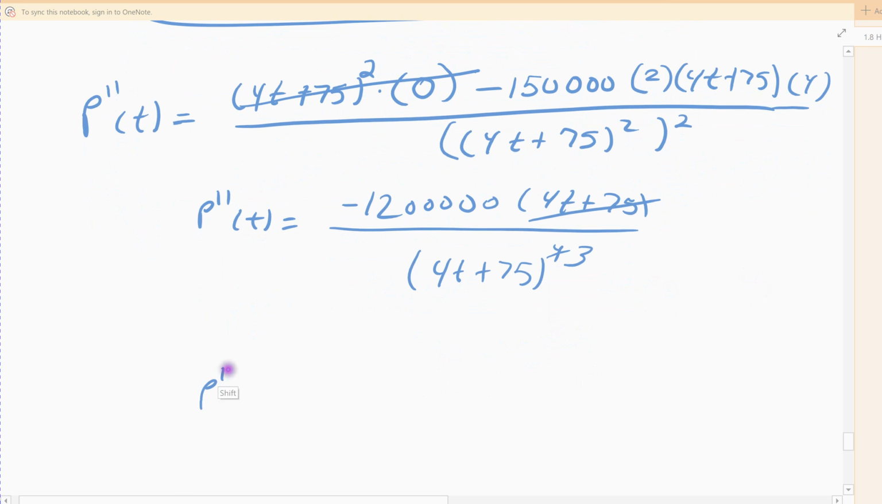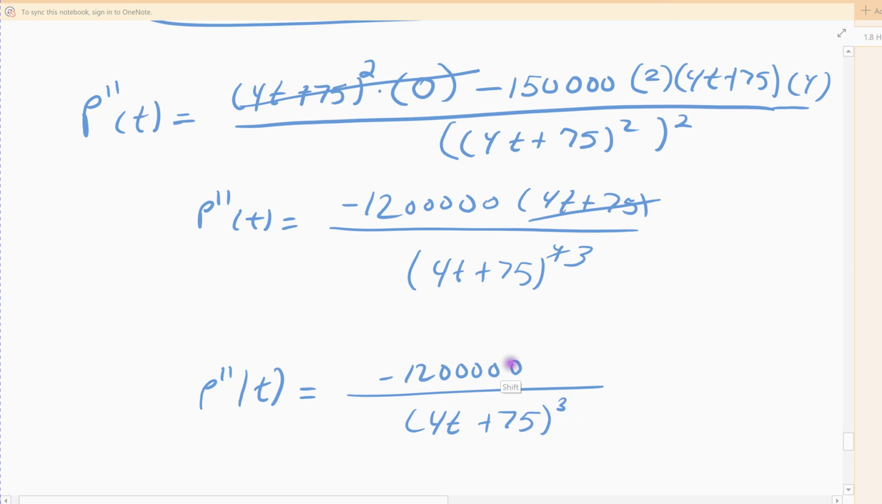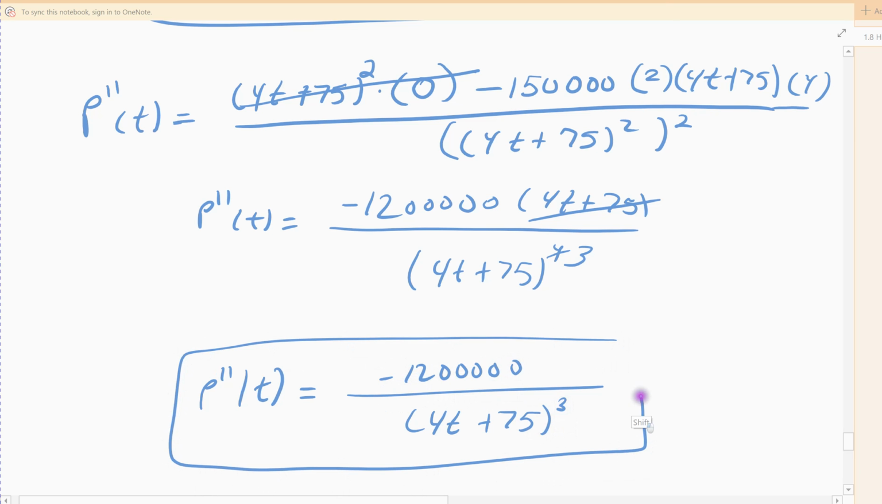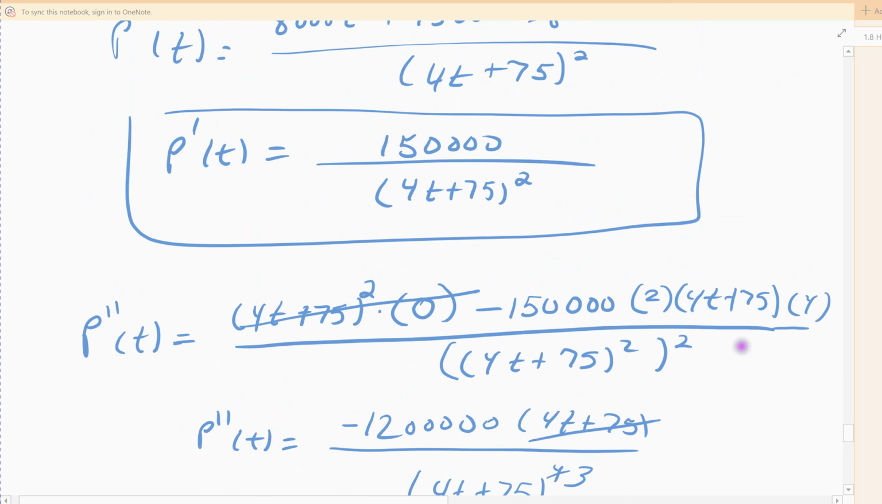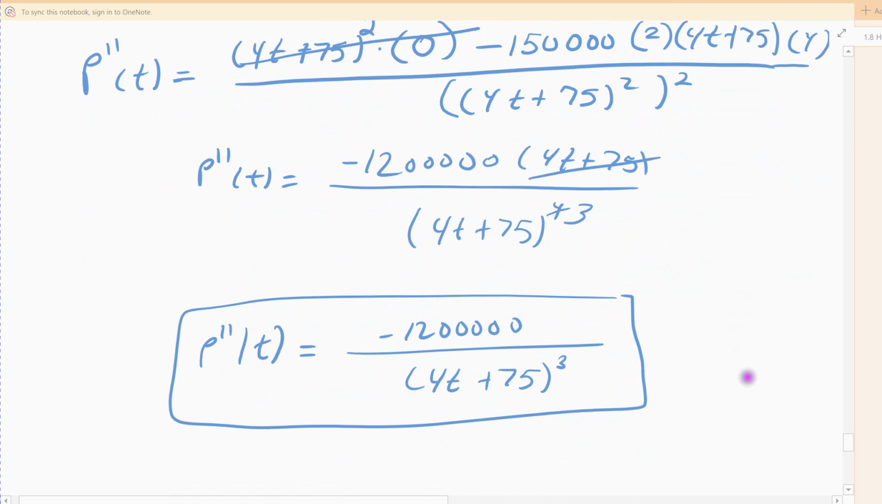And so the final simplified answer. Now, when I did the complete your notes, I actually did this derivative a little different, because I think it's just good to show you a couple different ways. Alright, but that's using the quotient rule. I got all my zeros there, and there's my second derivative. Alright, so my first derivative and my second derivative.